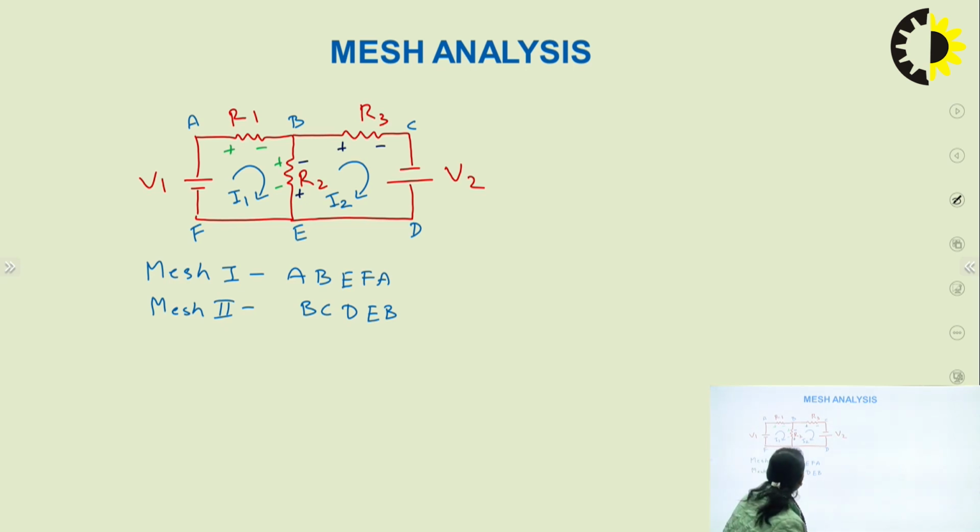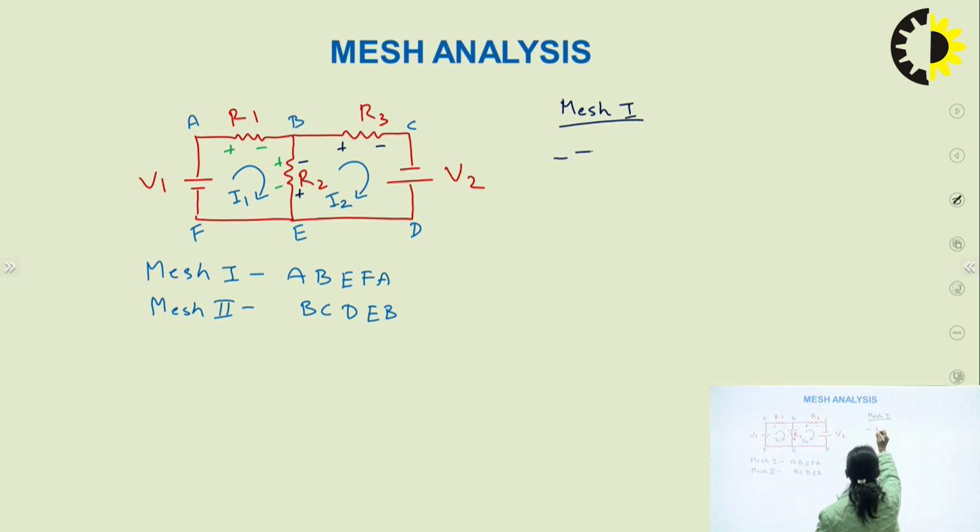Now, the next step is to write the equation. If I start, the current flowing in this resistance R1 is I1 and we are going towards the drop. So the drop we will take as minus, right? If I am writing the equation for mesh 1, I am applying KVL in mesh 1. So I can write this equation, this will be equal to minus I1 R1.